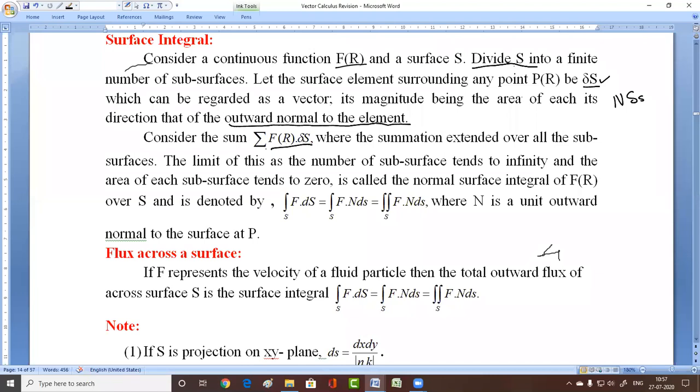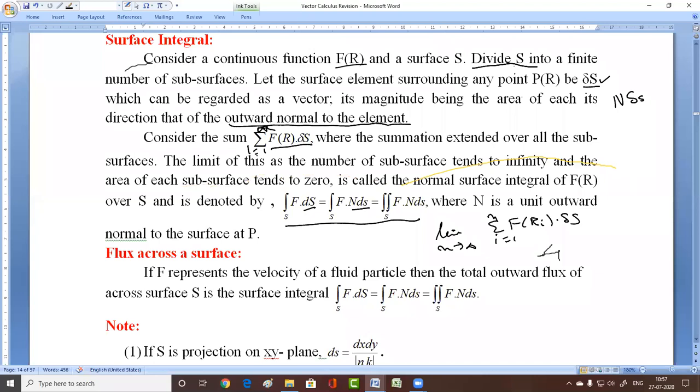If the summation contains n equals 1 to infinity, I will write here, limit n tends to infinity, sigma f of ri or pi dot delta s, i varies from 1 to n. This surface integral is nothing but integral f dot dS. Capital dS is the vector quantity, and the vector quantity n dS is nothing but, dS is the scalar quantity, n is the unit outward drawn normal to the surface.